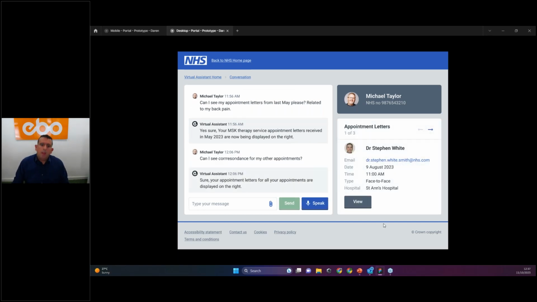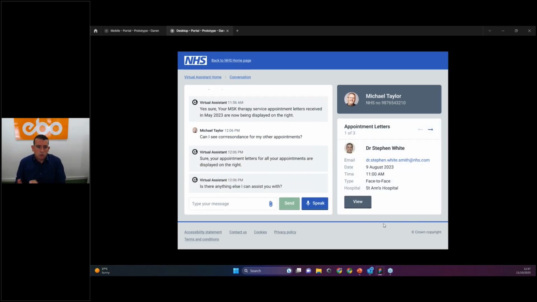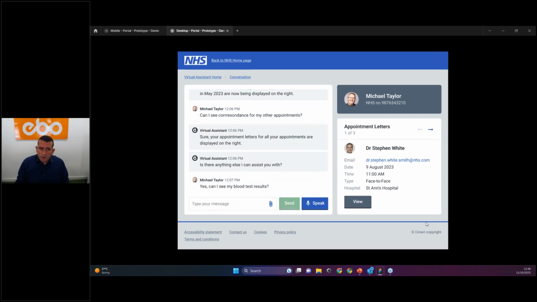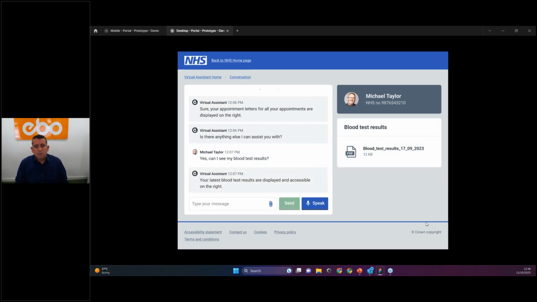That's a little vaguer. The virtual agent will probably say, sure, your appointment letters for all your appointments are displayed on the right. And then it will be able to display them in the form of a carousel, where they could all be viewed, etc. So this is the kind of functionality that can all be built in. The kind of conversation you're seeing would all be approved by the trust, and we would build those capabilities in as we go.